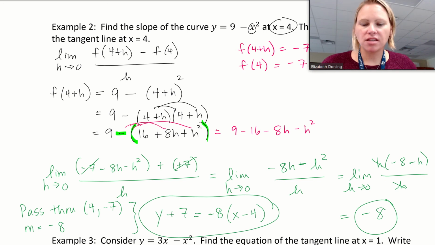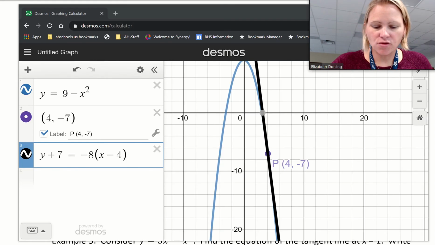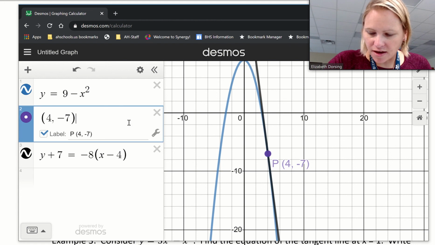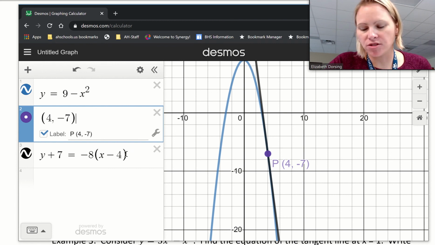So now let's connect it back, and let's look at the graph and see what it looks like with the line in there. And so here we are back at our graph, and you can see that here is my point P that I have put in there. That's where we are tangent, and this is the equation of the line that we just found, that y plus 7 is negative 8 times x minus 4. So this is the equation of the tangent line.